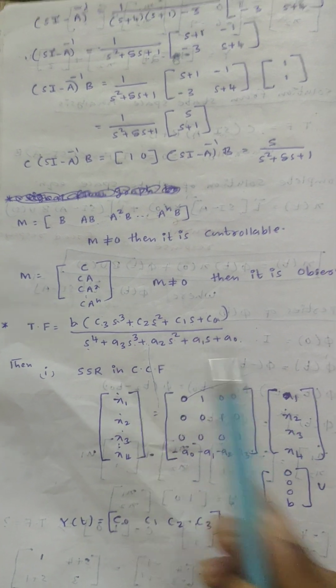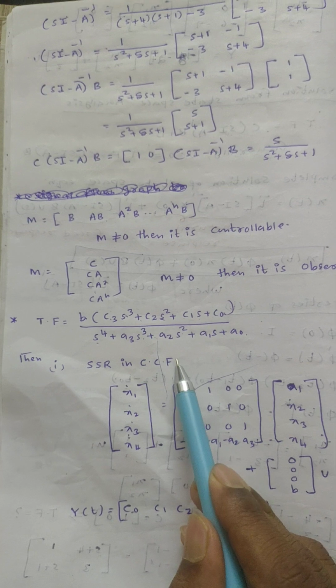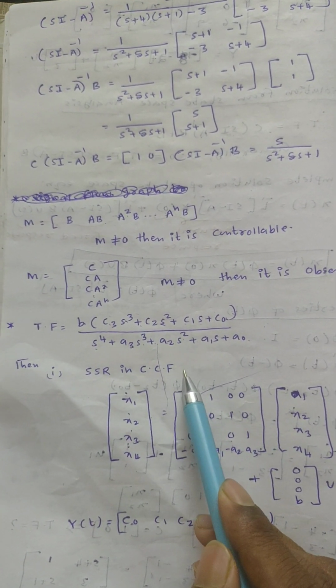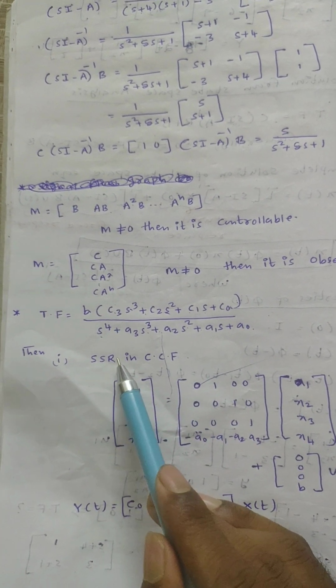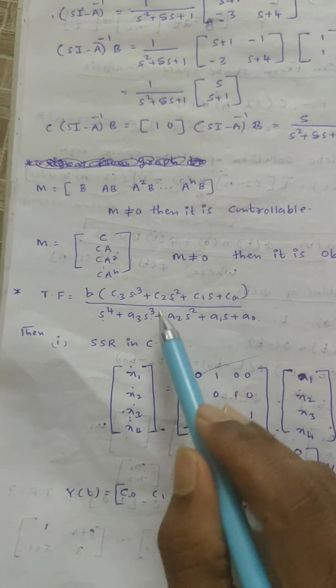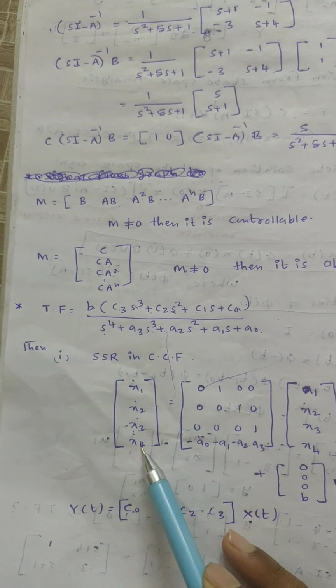From this given transfer function, we represent it in controllable canonical form. State space analysis is in controllable canonical form representation. Here, the s power 4 term means 4 state variables are present.